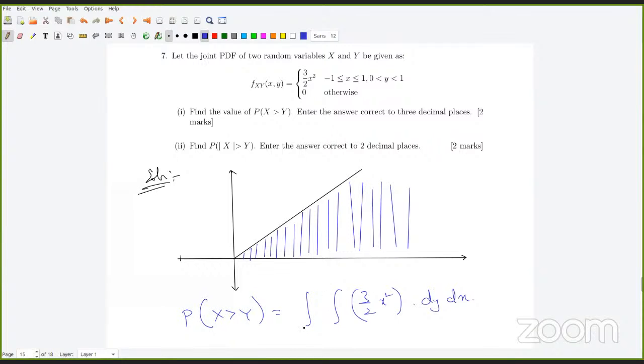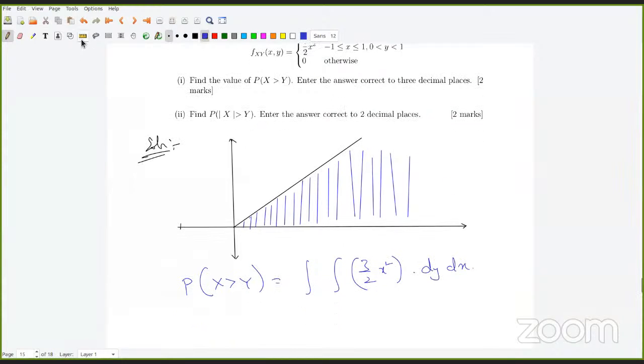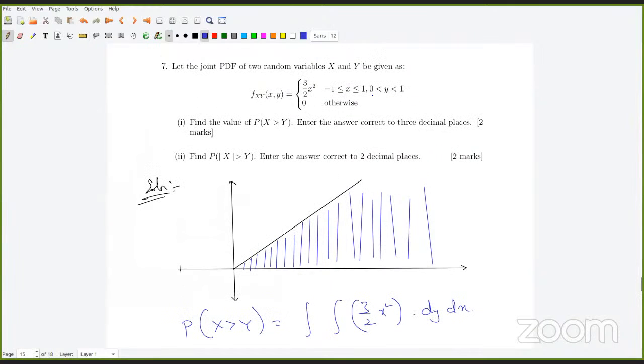So what are the limits of x here? 0 to 1? We have some intervals also given, right? So look at the support of x and y. The support of x is from -1 to 1, and the support of y is from 0 to 1.